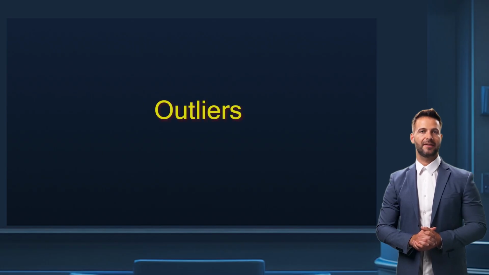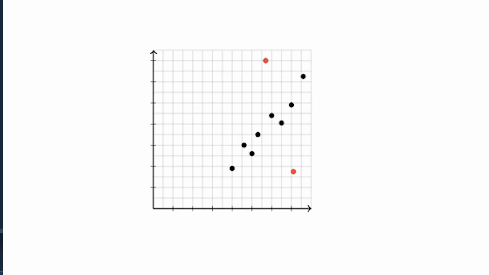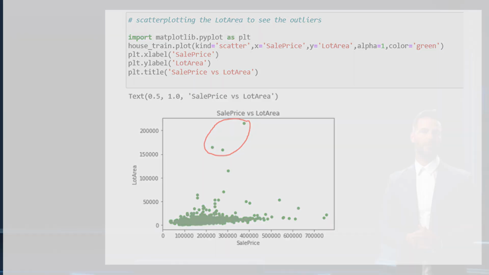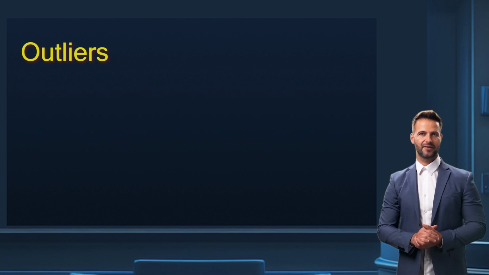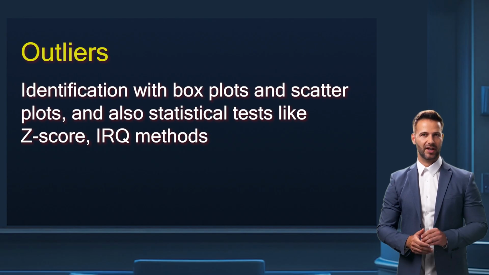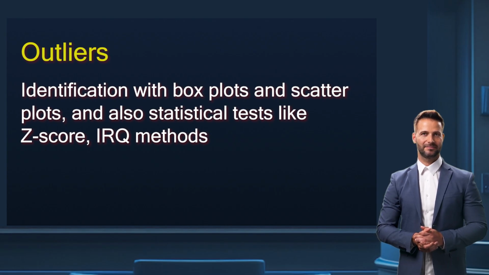Next, let's talk about handling outliers. Outliers are data points that differ significantly from other observations. Crazy data. Wild and freaky data that makes you wonder what in the bejesus happened here. They can arise due to variability in the measurement or may indicate variability in the data that we want to investigate. First, we have identification. Techniques like visualization, that is, box plots and scatter plots, and also statistical tests like z-score and IQR methods. These are ways to identify outliers.